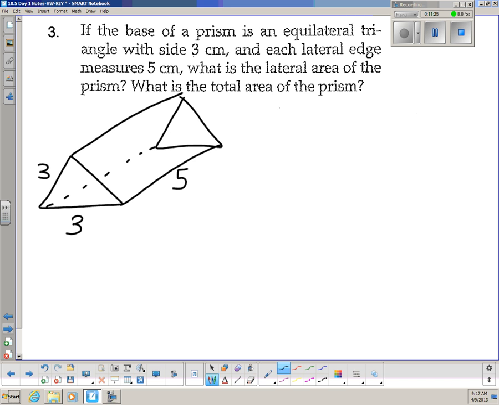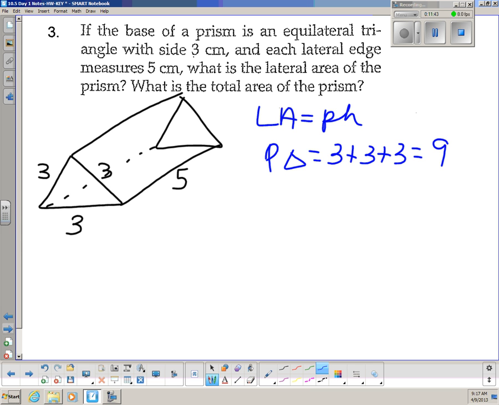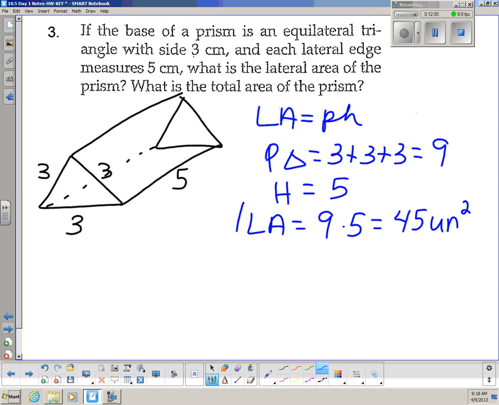So lateral area we know is the perimeter times the height. Well, the perimeter of the triangle, that's pretty easy. The perimeter of an equilateral triangle is going to be 3 plus 3 plus 3, which equals 9. It's the height of the triangle that we have to be careful about. And, oh, sorry, the height of the solid, my fault. So the height of the solid happens to be 5. This is the easier one of the two. Sorry about that. So then the lateral area equals the perimeter times the height, or 45 units squared.